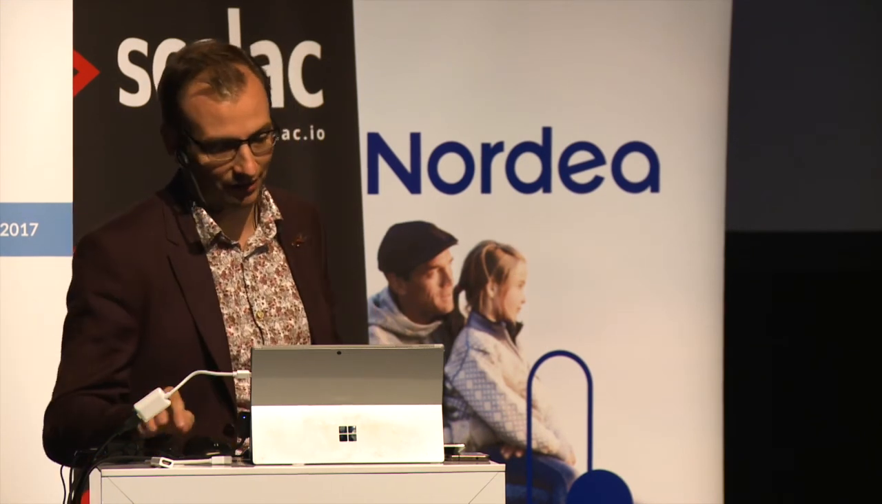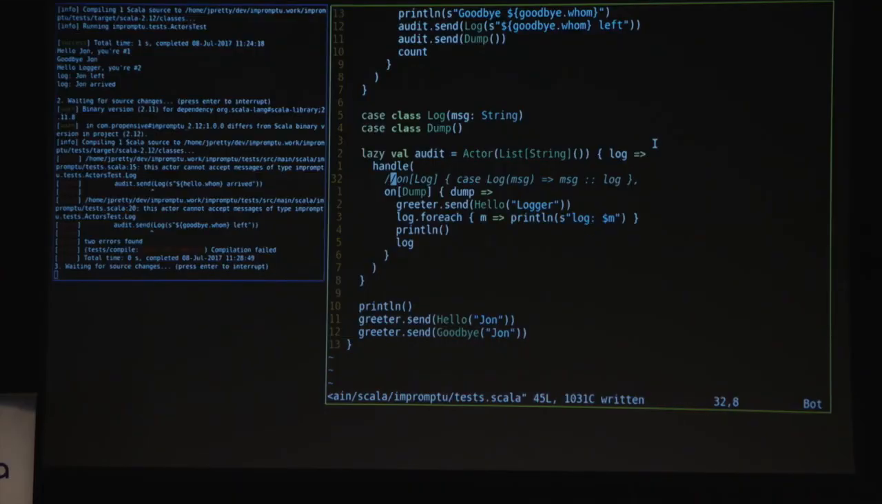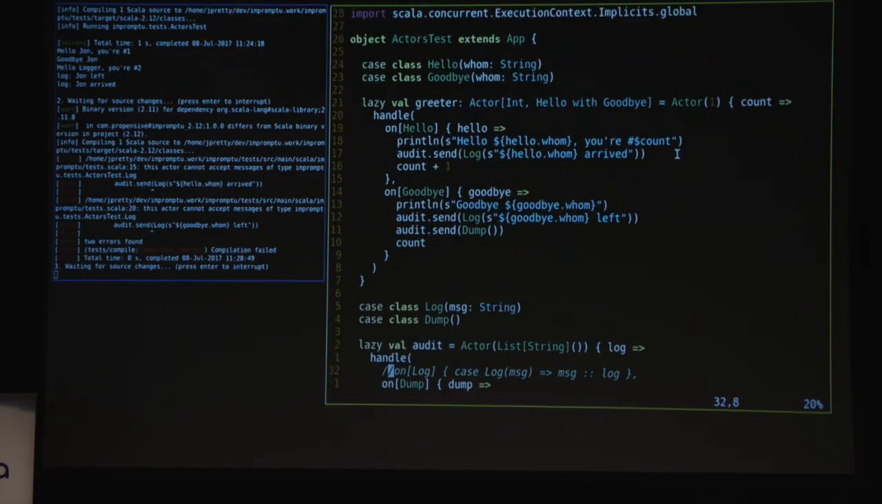So this is a simple, maybe not particularly real world example of actors, but what I want to show you is what happens when we start breaking it. If I recompile this, if I don't accept log messages, if I comment out this on log here, then we get compile errors. This is now a compile error. This is a compile error. I can re-enable that.